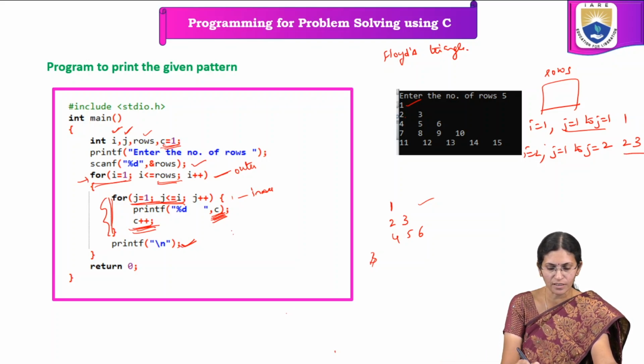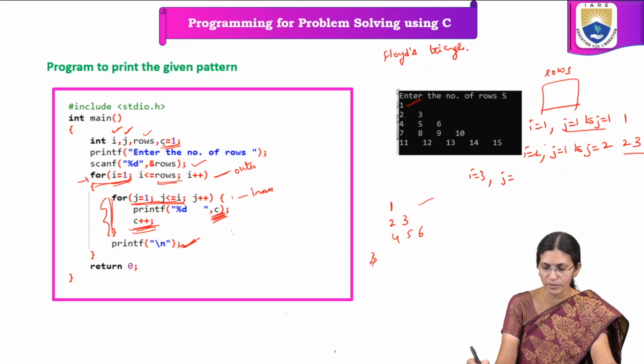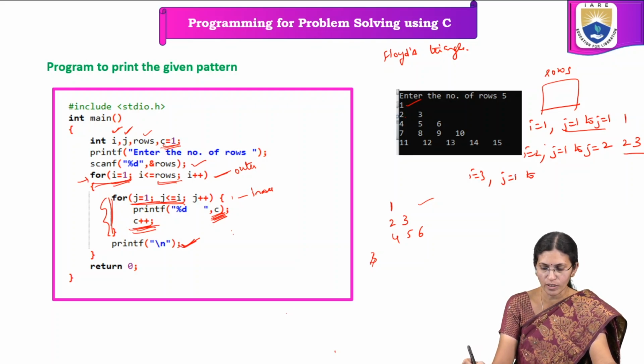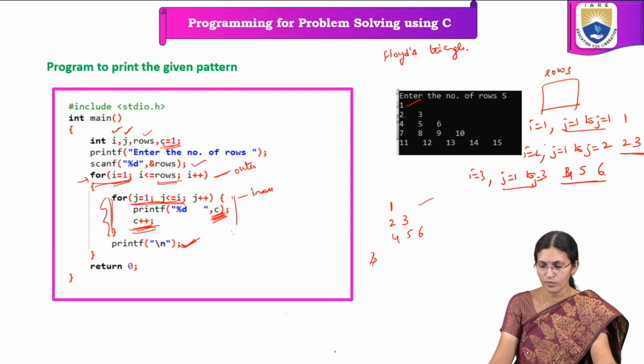After that, the cursor will move to the next line and then again the outer for loop, the I value is incremented by 1. So now I is equal to 3. So this inner for loop will repeat 3 times, j is equal to 1 to 3. This will repeat and it will print the values of c, that is 4, 5 and 6. So 4, 5 and 6 will be printed. So the inner loop will iterate 3 times.